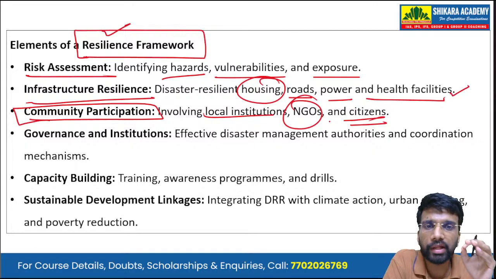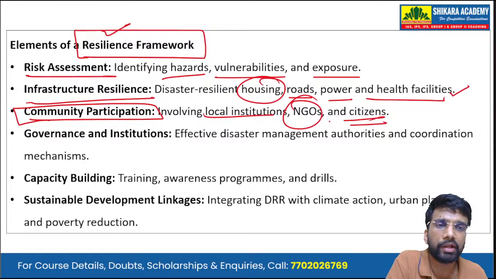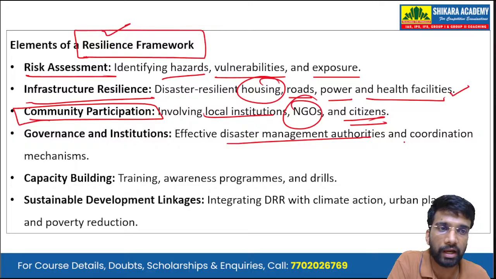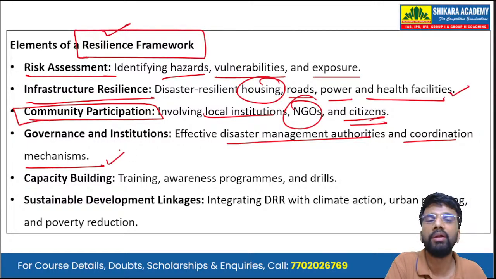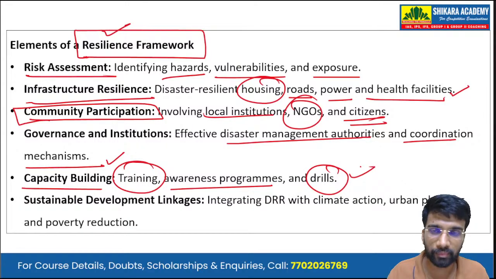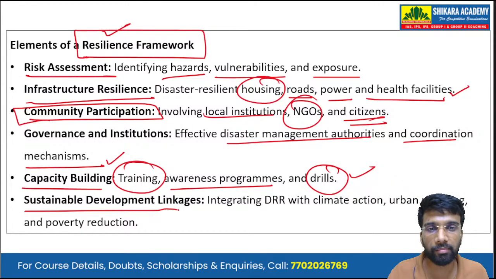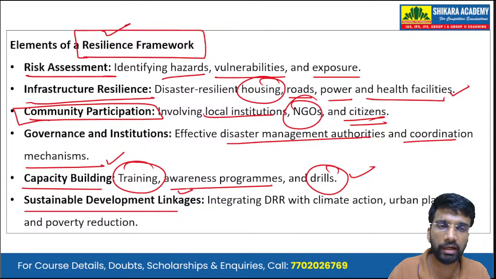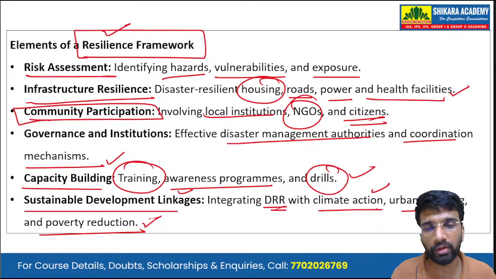Fourth is governance and institutions. Effective disaster management authorities should be there and coordination mechanisms are there. There should be a protocol for what happens after a disaster has struck. Then there is capacity building: training, awareness programs, and drills. Finally, there are sustainable development linkages, integrating disaster risk reduction with climate action, urban planning, and poverty reduction. Okay.